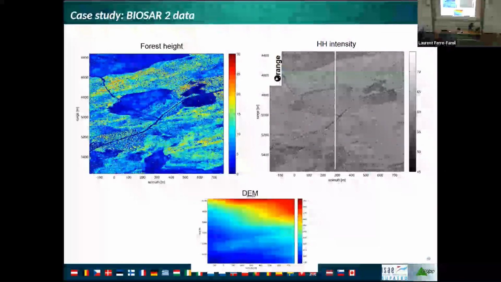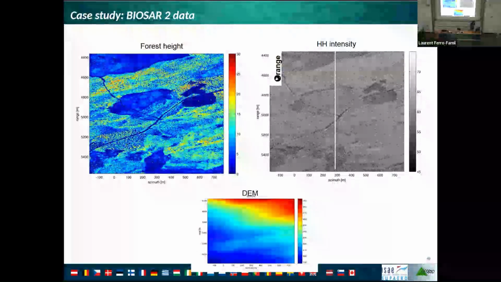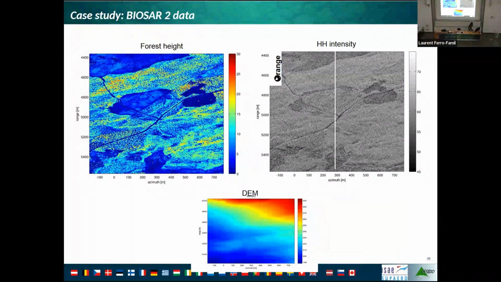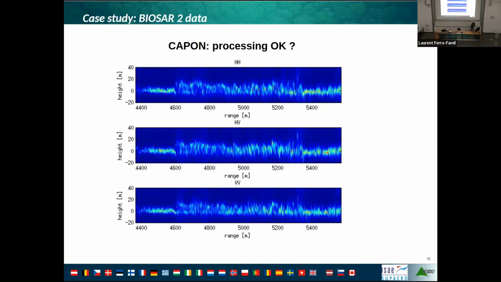This is a data set which has been acquired in 2007 or 2009 by the DLR in Sweden, by the SAR at L-band. Here I represented the result of the beamforming estimator for different polarizations. You will see tomorrow what polarization is with me in the morning. And this is the Capon result.